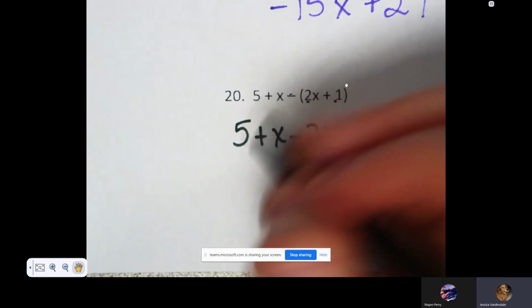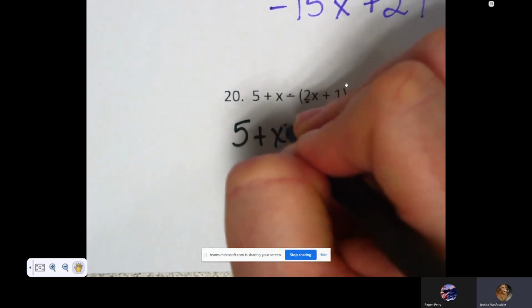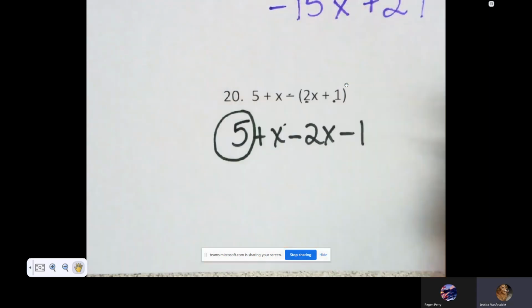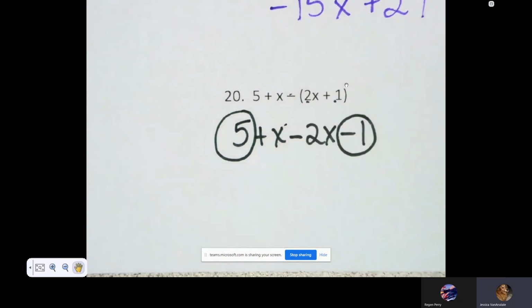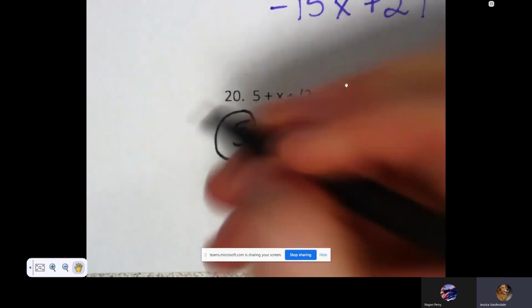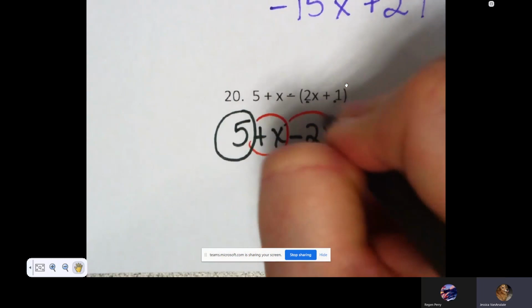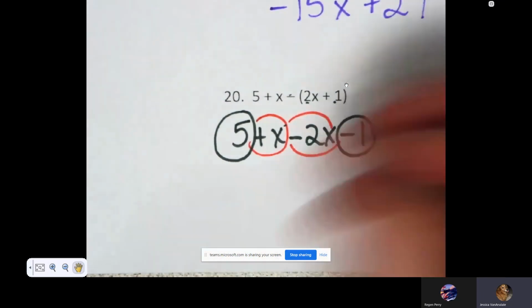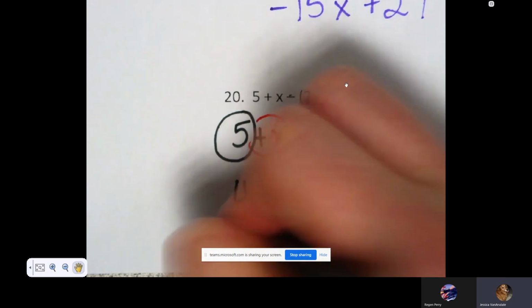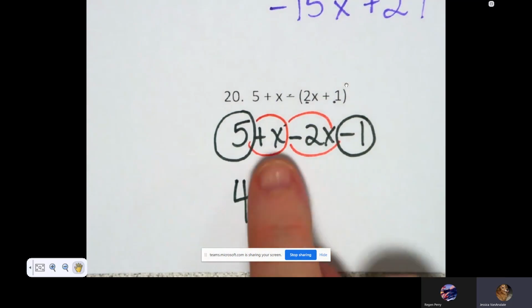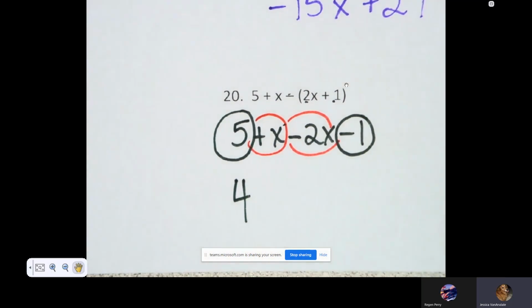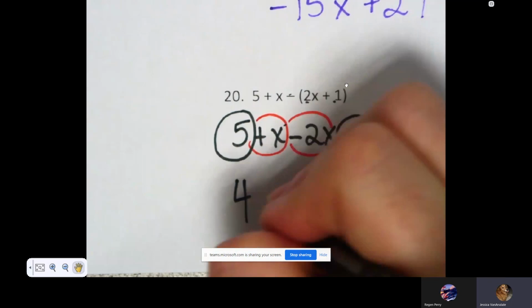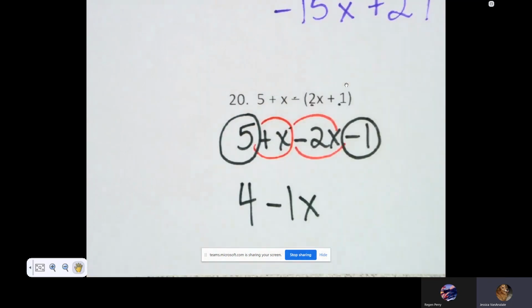That's dividing fractions. So our constants are 5 and -1, and then we have plus x minus 2x. We've got to put two things together. 5 minus 1 is 4. Okay, 1x minus 2x. If I'm at 1 and I go down 2, where am I? -1. There you go.